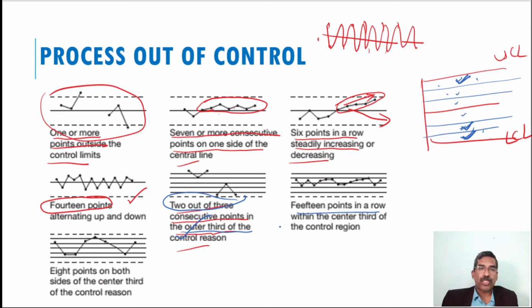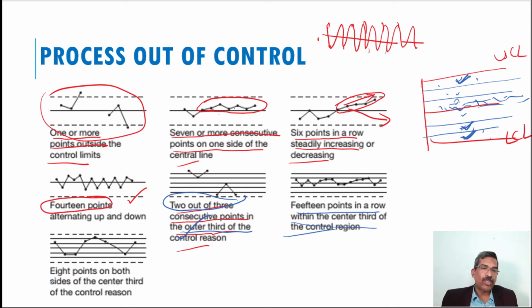Now, 15 points in a row within the center third of the central region, 15 points in a row continuously in the center third, so again this will be out of control. So that should be the natural type of pattern, not a specific or customized type of pattern. If any such pattern exists, that means the process is out of control and we should check the process.